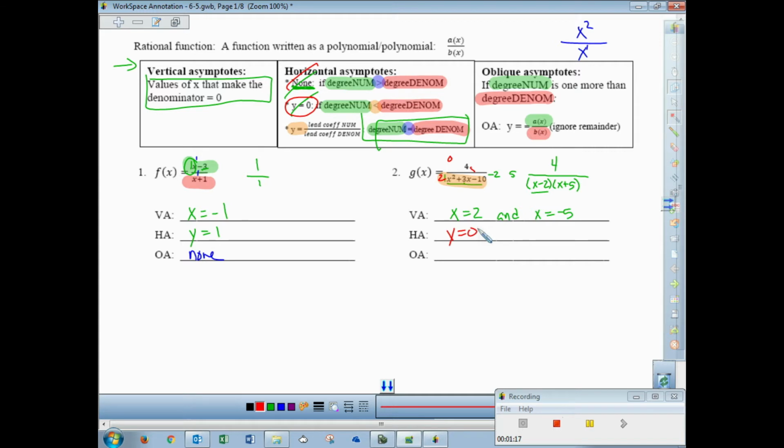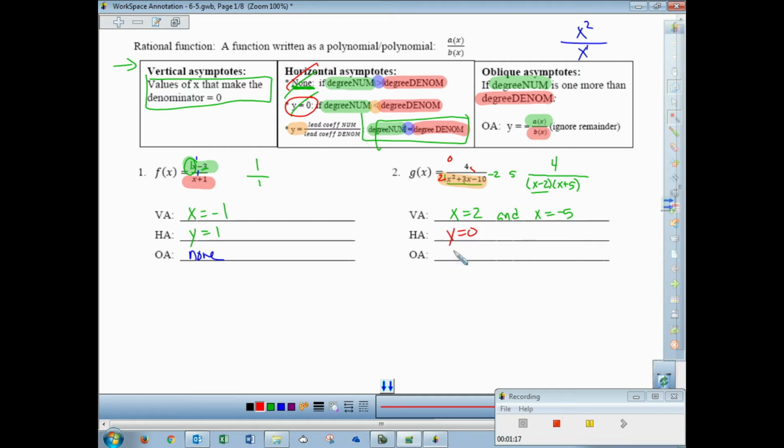It is at y equals 0. And then you check, is there an oblique asymptote? Here's the rules for oblique asymptote. The degree of the numerator has to be exactly one more than the degree of the denominator. What do you think? Is there an oblique asymptote?